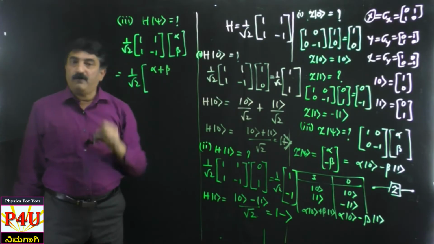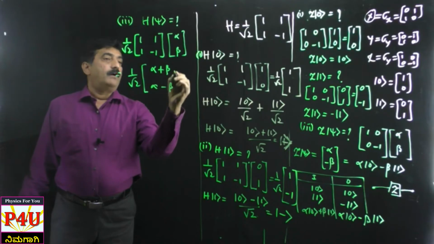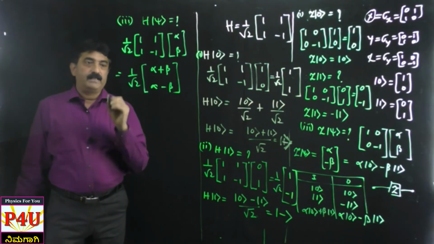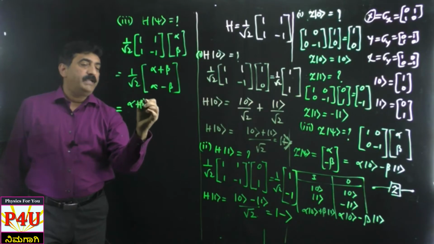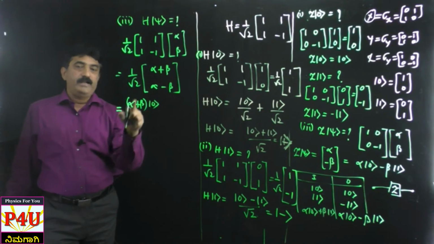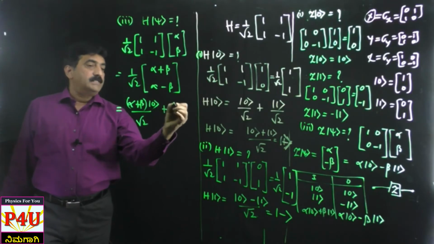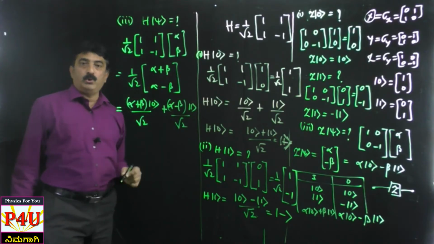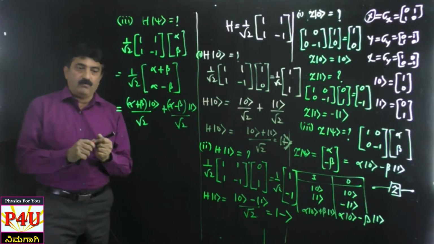So the first one will be alpha plus beta. That means plus state. Next, obviously, alpha minus beta. Please check: 1 into alpha, alpha minus 1 into beta, minus beta. That means you are going to have alpha plus beta into ket 0 divided by root 2, plus alpha minus beta ket 1 divided by root 2, right? Now you take all alpha one side, all beta one side.